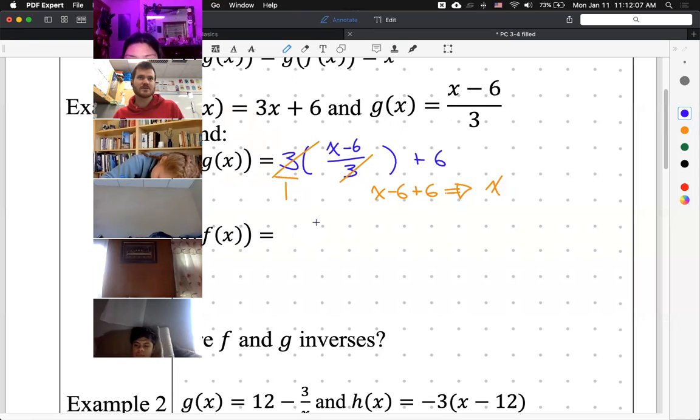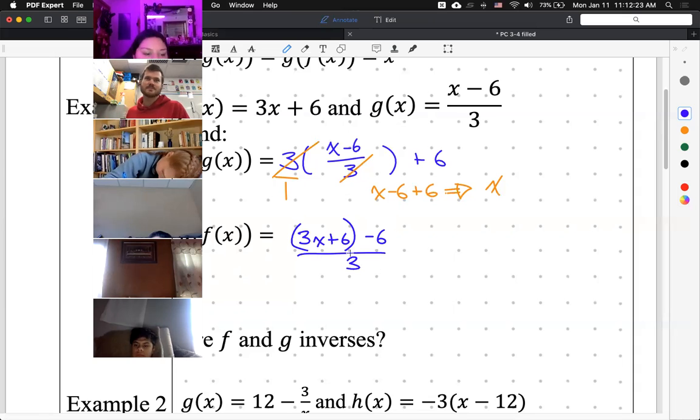You're still muted too, Beverly. Sorry. You're good. You'd plug the 3x plus 6 into the x. So it'd be 3x plus 6 minus 6 divided by 3. Perfect. Yeah, there it is. Thank you. All right. I need one last volunteer to simplify this all the way down. It should theoretically simplify down to x. Let's see how that works.